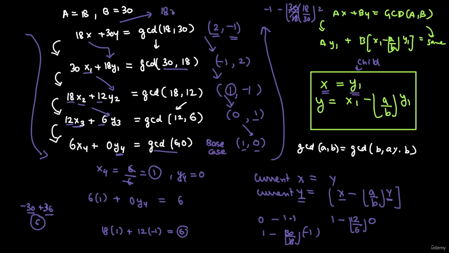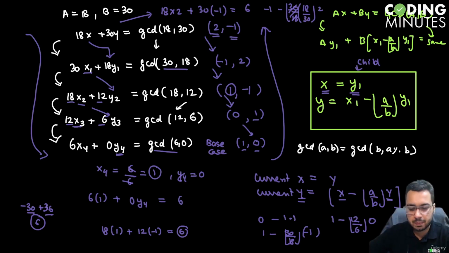And you can verify 18 into 2 is 36, plus 30 into what? Minus 1. This is equal to GCD of 18 and 30, that is 6. And hence 2 comma minus 1 is the value that satisfies the given equation. Okay, so that's about the theoretical part, what this algorithm is, where it is used, and how it works. In the next video we are going to write the implementation for the same, and that's all for this lecture.